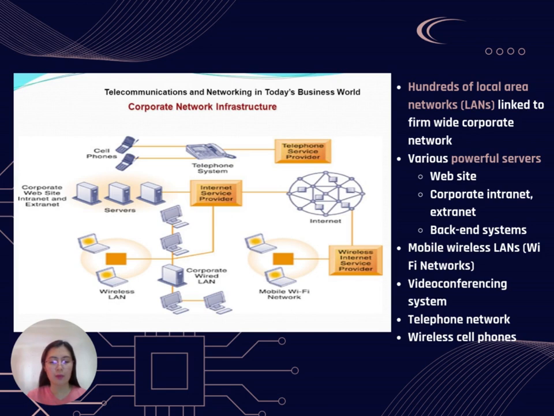A number of powerful servers could support a corporate website, a corporate intranet, and perhaps an extranet. Some of these servers link to other large computers supporting back-end systems. As you can see in this figure, a large computer network infrastructure uses a wide variety of technologies, everything from ordinary telephone service and corporate data networks to internet service, wireless internet, and cell phones.